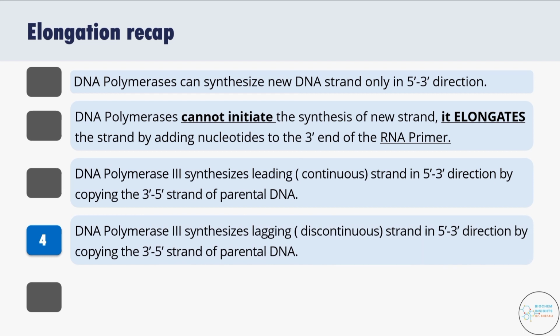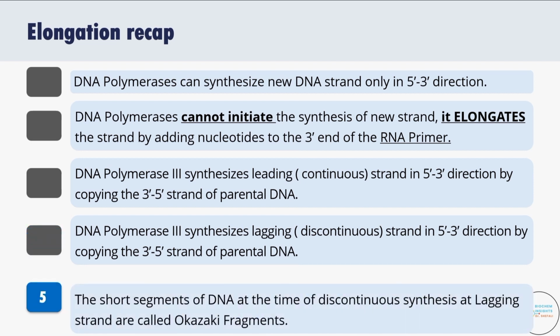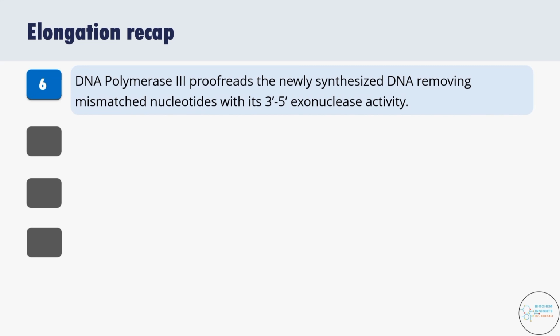Similarly, DNA polymerase 3 synthesizes the lagging strand in a discontinuous manner in the 5' to 3' direction by copying the 3' to 5' strand of parental DNA. The short segments of DNA made during discontinuous synthesis at the lagging strand are called Okazaki fragments. DNA polymerase 3 proofreads the newly synthesized DNA, removing mismatched nucleotides with its 3' to 5' exonuclease activity.